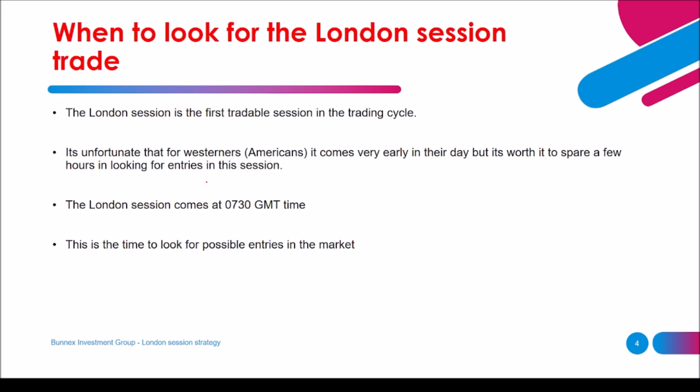So when do you actually look for the London session trade? Basically, the London session is the first tradable session in the trading cycle. We all know that there is the US, there is the Asian, and there is the London. The London actually acts as a median session between the Asian and the US session. I understand there are a lot of sessions in the trading context, I've seen almost 4 or 5 sessions, but the main ones are the Asian, London, and US.